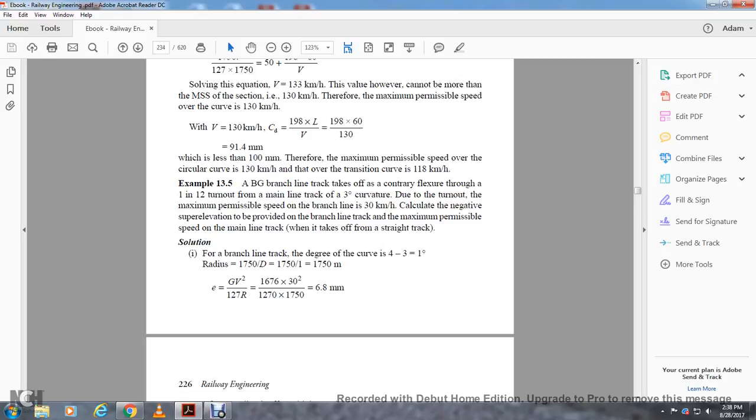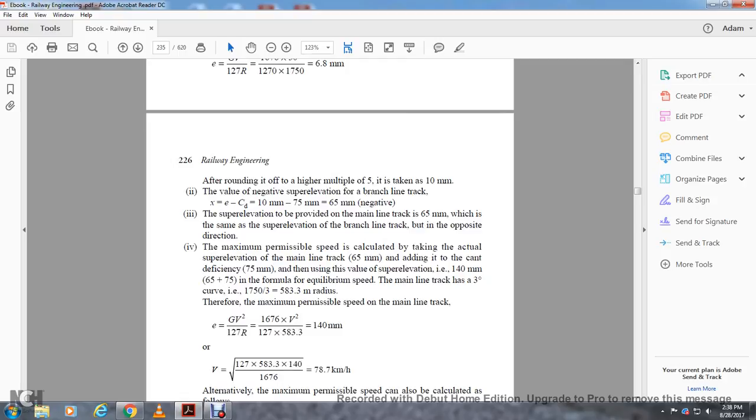From the branch line track, the degree of the curve is 1 degree, so the radius is 1750 divided by D, which is 1750 meters. The equilibrium super elevation is the gauge times the velocity squared divided by 127 times the radius, equal to 1676 times 30 squared over 127 times 1750, which is 6.8 millimeters.